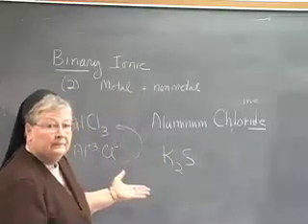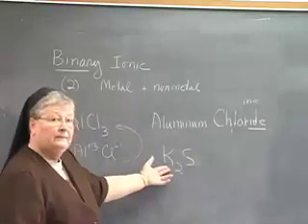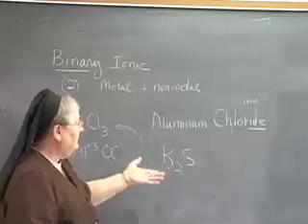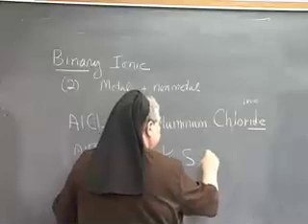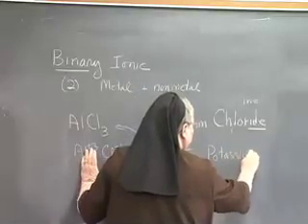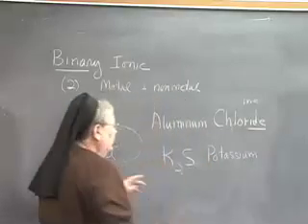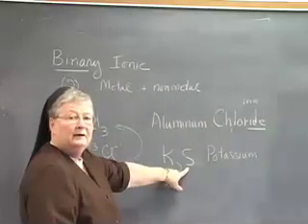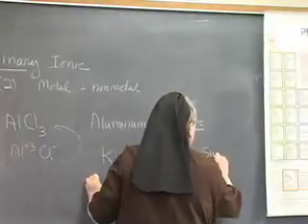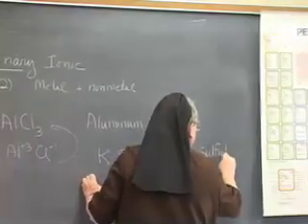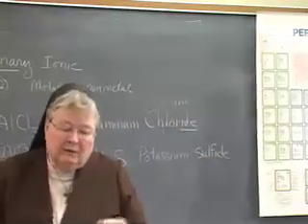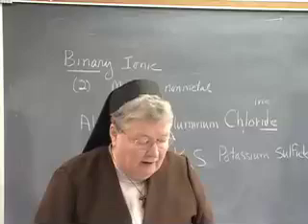It's binary, a type 1 metal, and the nonmetal is sulfur. So we would say potassium, and then we have to give a name for the nonmetal part that has the ending "ide." And so it is sulfide.